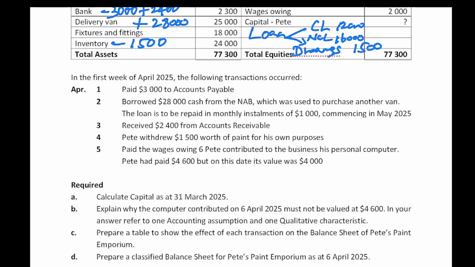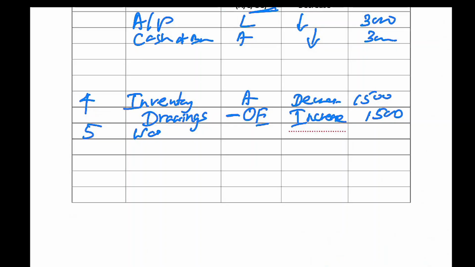Why did you say decrease? You don't owe it anymore. Very good. Wages owing decreases, not increases, because it's a liability. You pay it off, then your liability goes down. Most of you have understood it. Wages owing is a current liability.